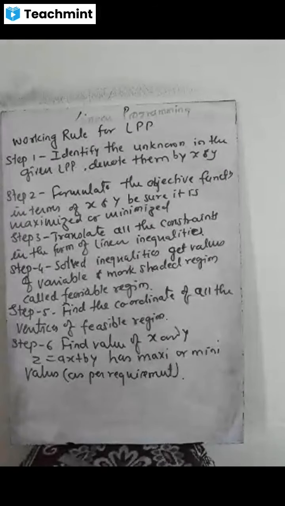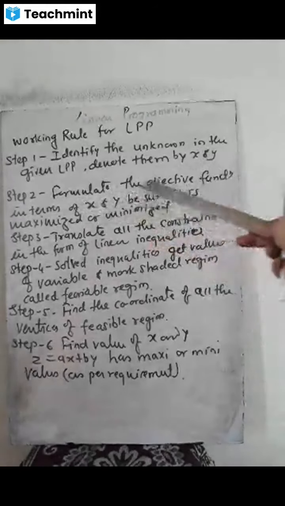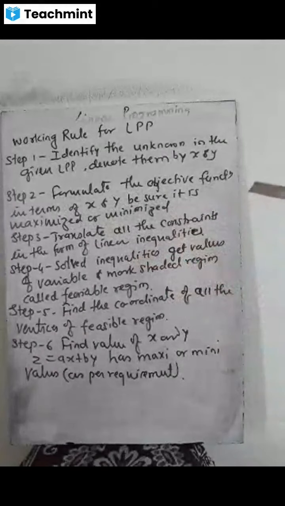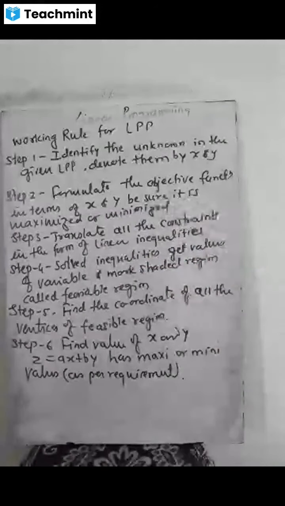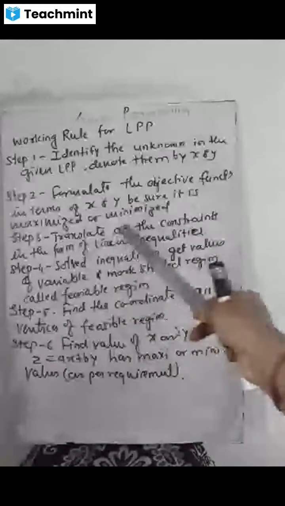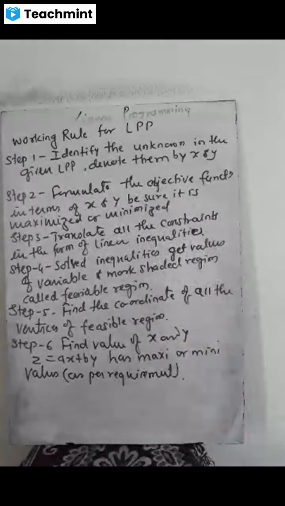See now, here is the working rule for LPP. There are 4, 5, 6 steps. The first thing is that you have to identify the unknowns in the given linear programming problem and denote them as x and y. Second step, formulate the objective function in terms of x and y, and be sure whether it is maximum or minimum. Third step, translate all the constraints in the form of linear inequalities.